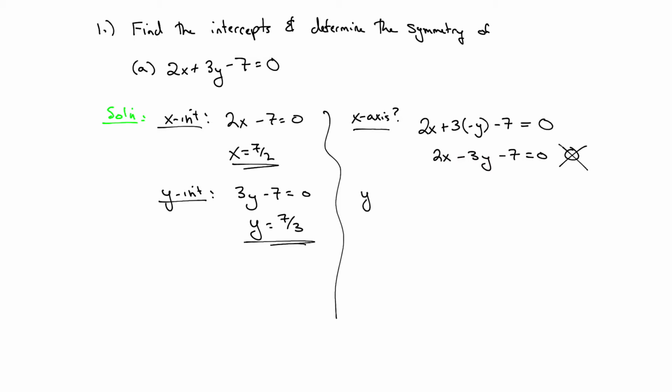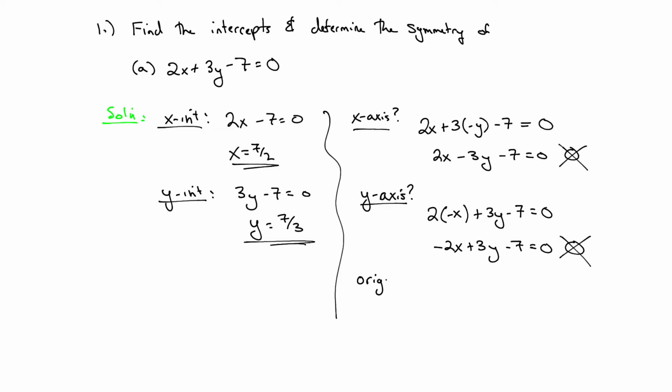How about y-axis symmetry? Well, 2 times negative x plus 3 times y minus 7 equals 0. So for y-axis symmetry, you're going to replace x with negative x and simplify. We'll get negative 2x plus 3y minus 7 is equal to 0. And once again, it's not the same thing, so it doesn't have y-axis symmetry.